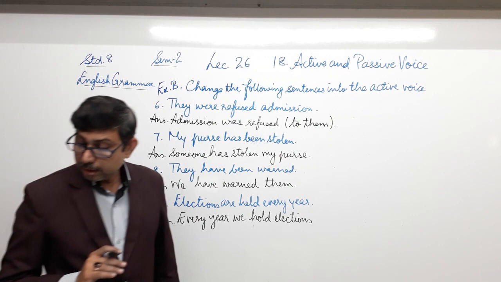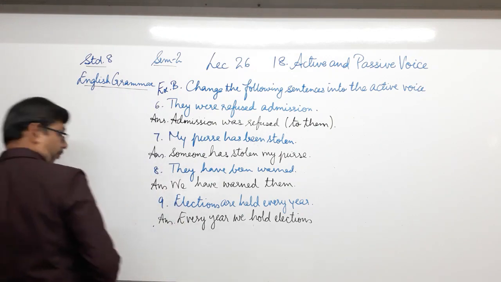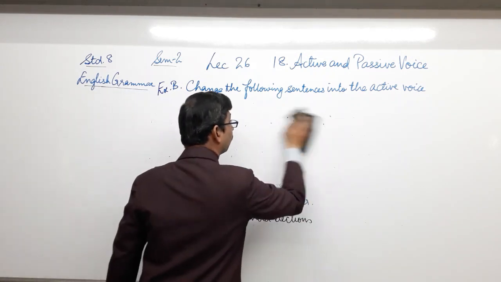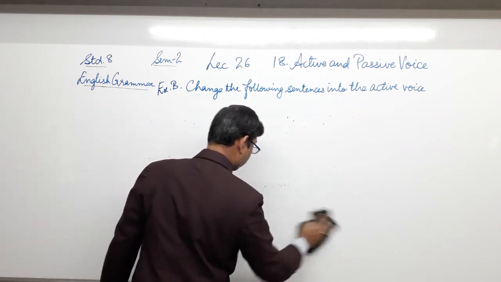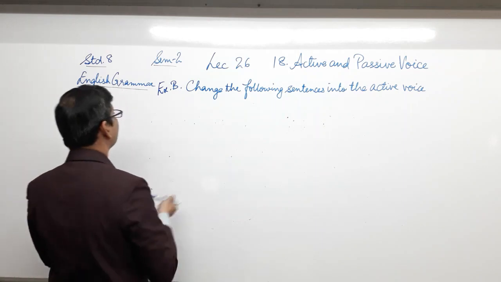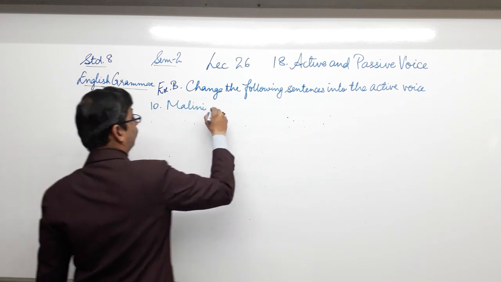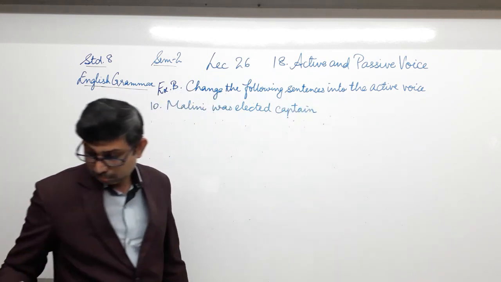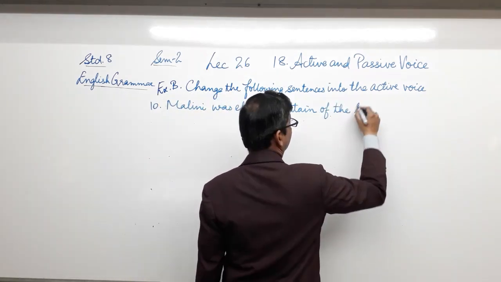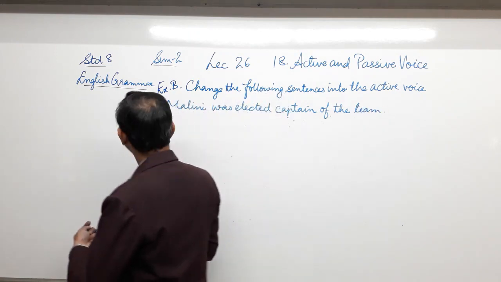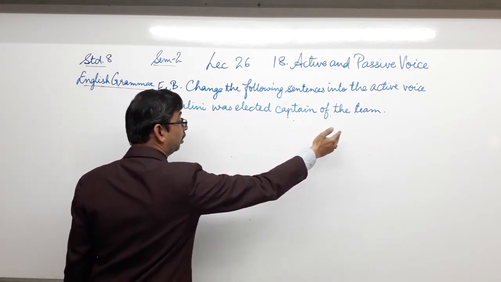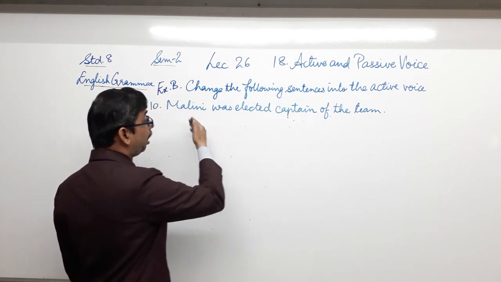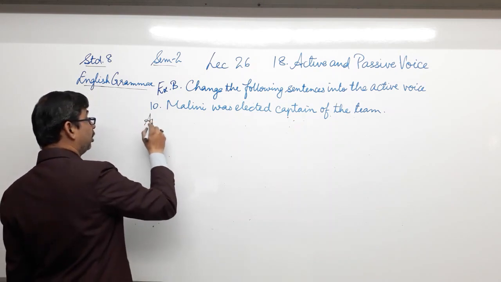Next one, Malini was elected captain of the team. Have a careful look. Malini was elected captain of the team. Right. Somebody must have elected, isn't it? So we do not have the agent or the doer of the action who did it. So we will assume one and keep it over here. Say, Malini was elected captain of the team by us. So the by us will now change into we.